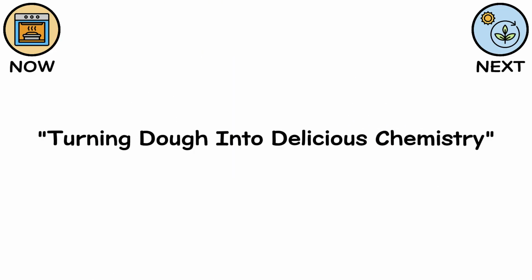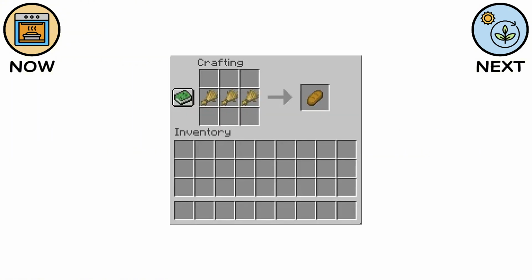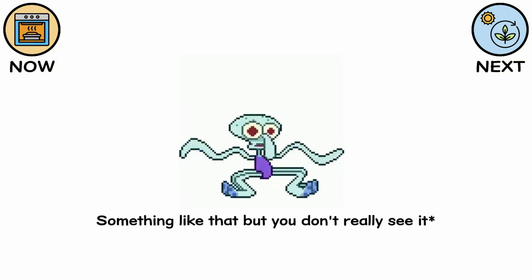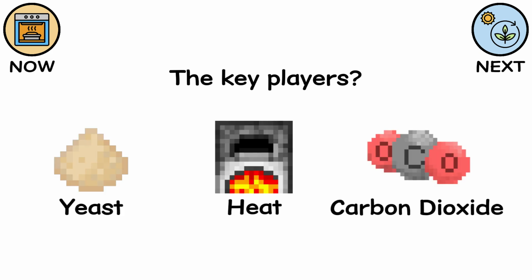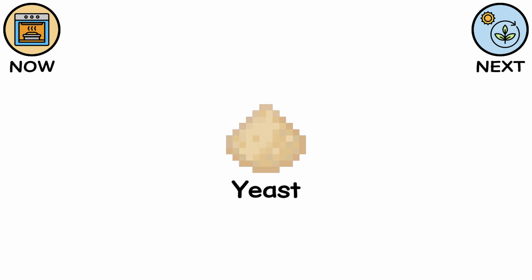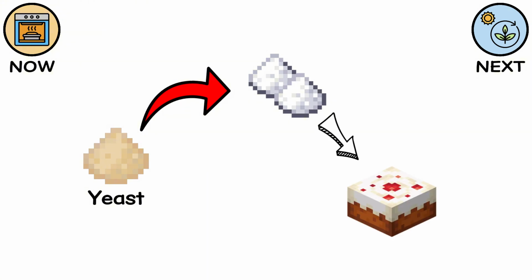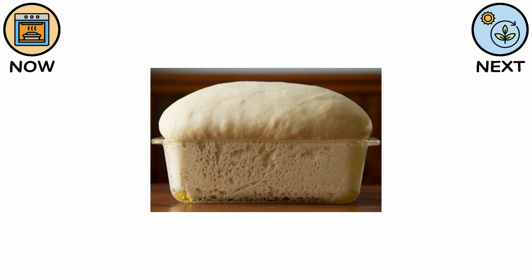Baking. Turning dough into delicious chemistry. Every time you bake bread, you're watching a complex dance of chemistry. The key players: yeast, heat, and carbon dioxide. Yeast is a living fungus. It feeds on sugars in the dough and releases carbon dioxide gas through a process called fermentation. This causes the dough to rise.